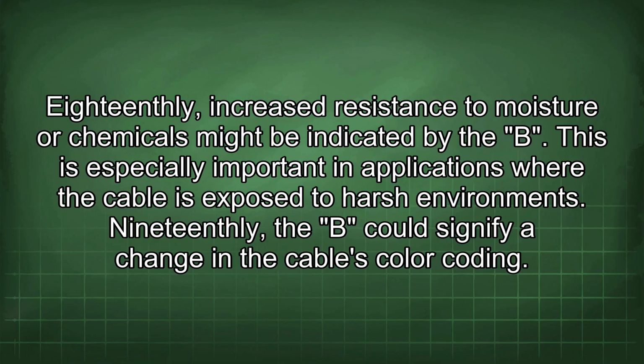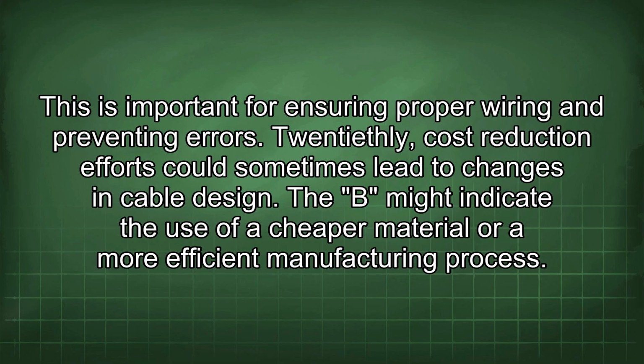19thly, the B could signify a change in the cable's color coding. This is important for ensuring proper wiring and preventing errors. 20thly, cost reduction efforts could sometimes lead to changes in cable design. The B might indicate the use of a cheaper material or a more efficient manufacturing process.